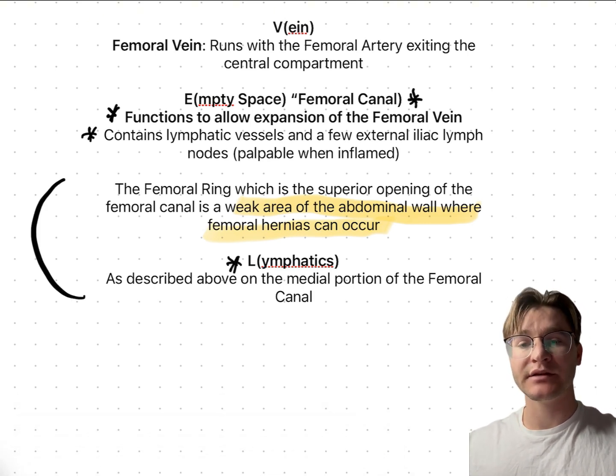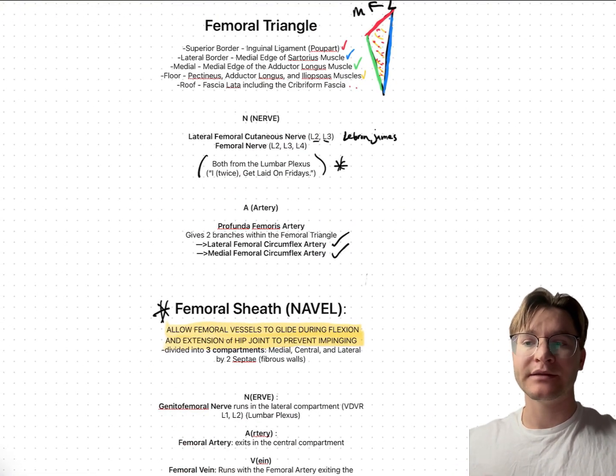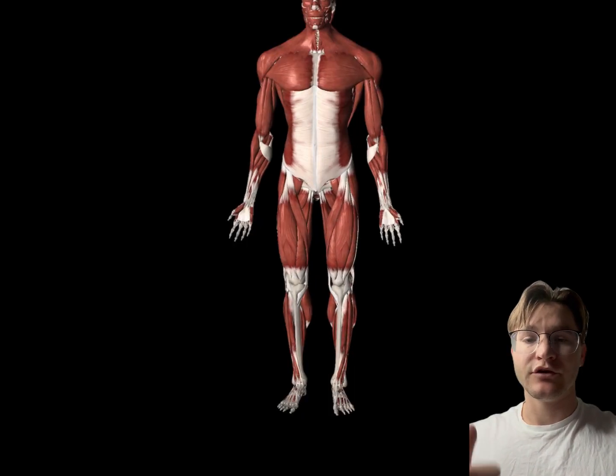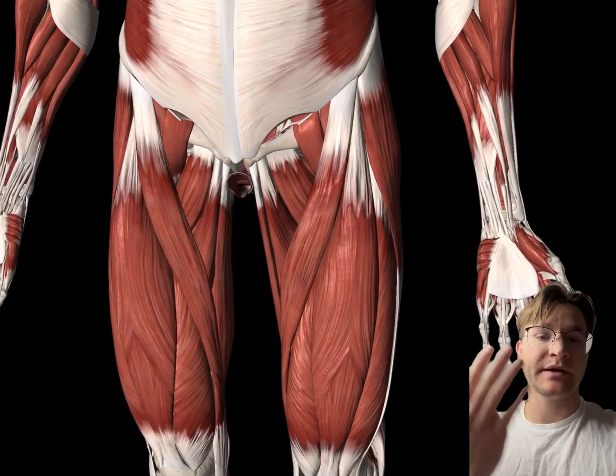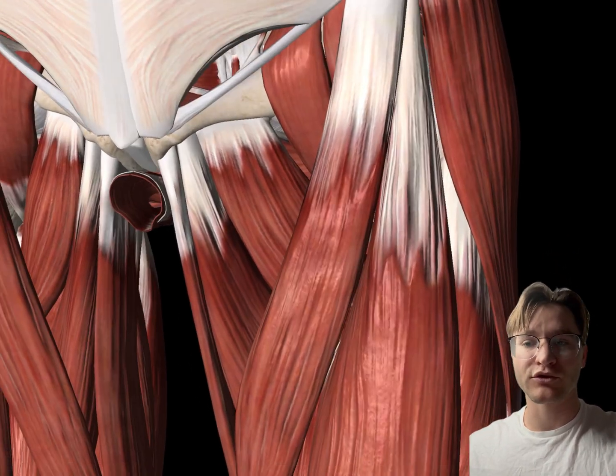And then our last letter of this mnemonic is lymphatics, NAVeL. Lymphatics is at the end, it's most medial. All right. So nerve, artery, vein, empty space, lymphatics. And the empty space is the femoral canal within the femoral sheath.